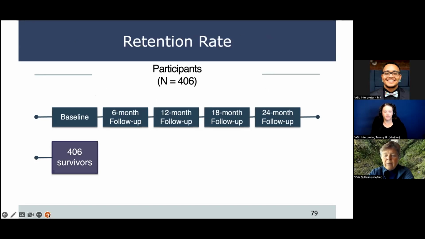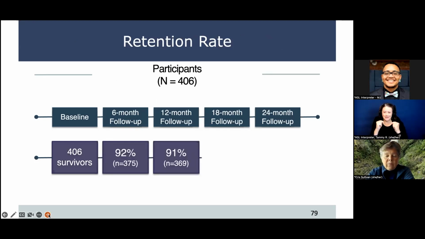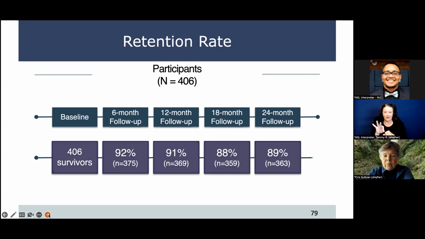We had a very high retention rate due to the amazing team of people on the ground, even though COVID happened halfway through data collection. So we started with 406 survivors and had a retention rate of 89%. So we ended with 363 survivors in the sample.